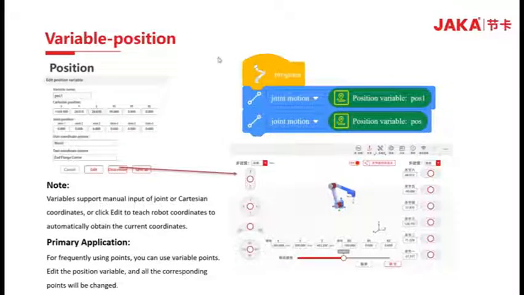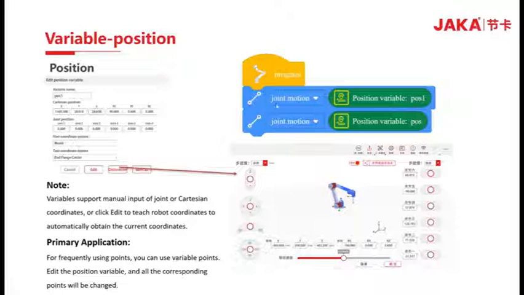Variable position. The variable position supports manual input of joint or Cartesian coordinates. Click Edit to teach robot coordinates to automatically obtain the current coordinates. Then you can rename your variable, click on every coordinate to manually input yourself. You can also choose user coordinate and tool coordinate system. When you're done, you can click Determine and the robot will remember the position.